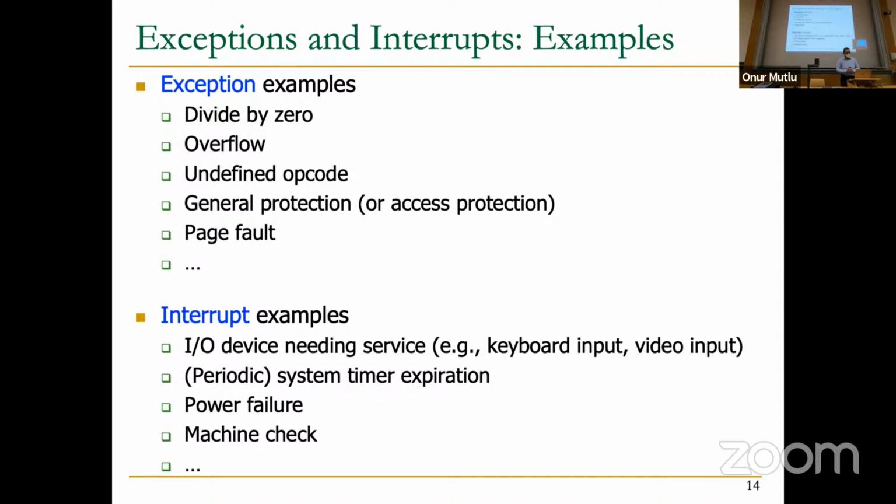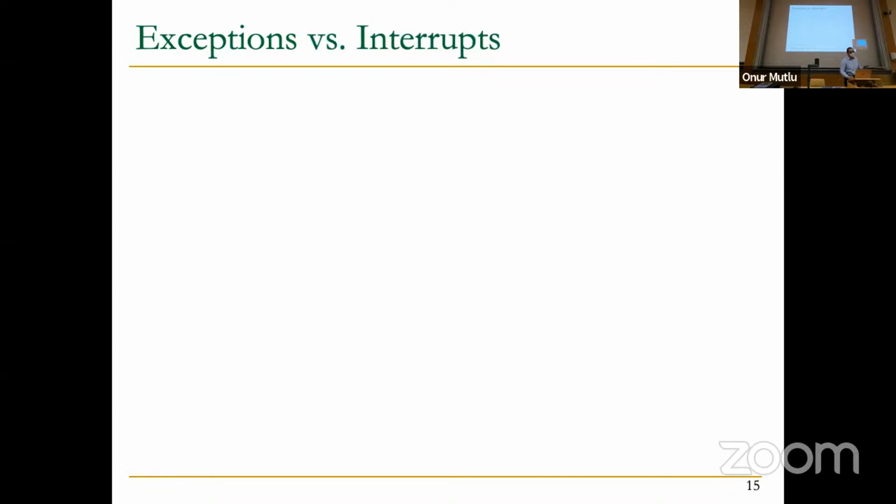Power failure is a critical interrupt, clearly, as we discussed. That's another interrupt going into the processor saying I need to do something because I feel that power is going down. Machine check: there's some error in the machine and I need to handle it. This may be important for the system. You can see that these interrupt examples are related to the system. They're external to the process, whereas these exceptions are internal to the process. Okay, any questions?